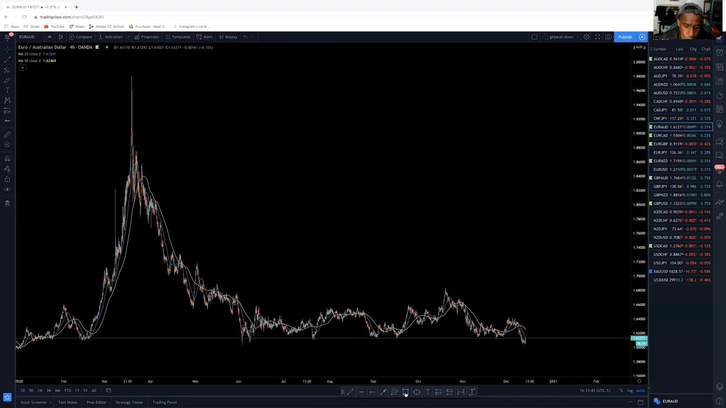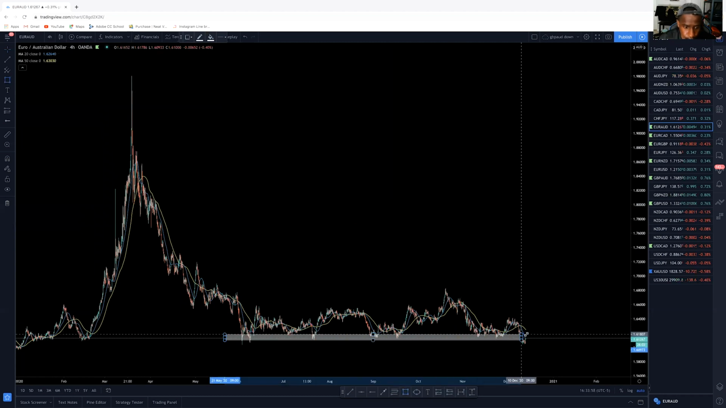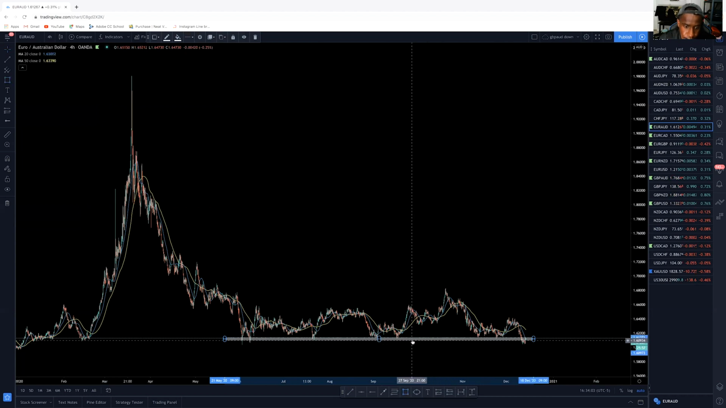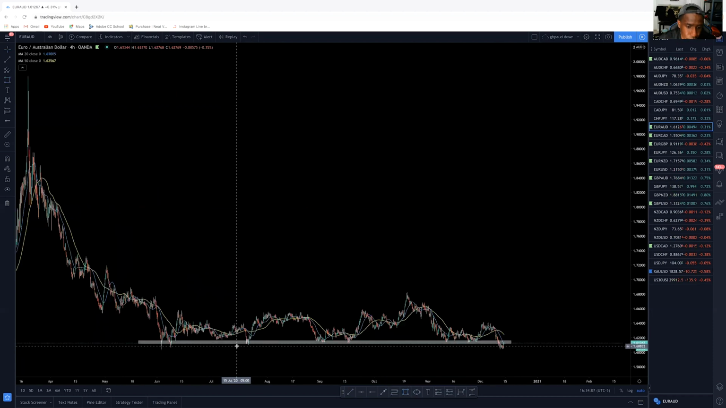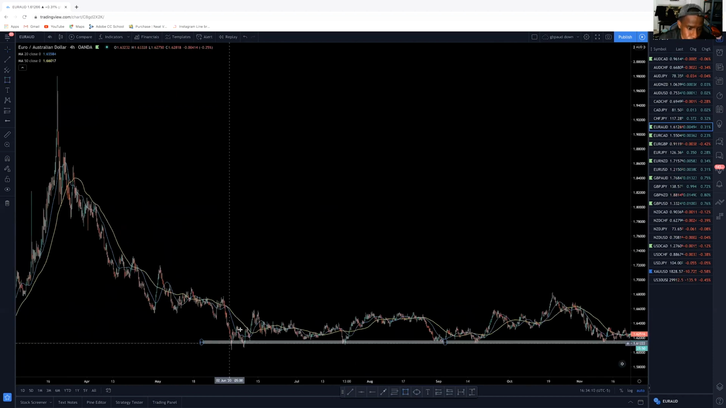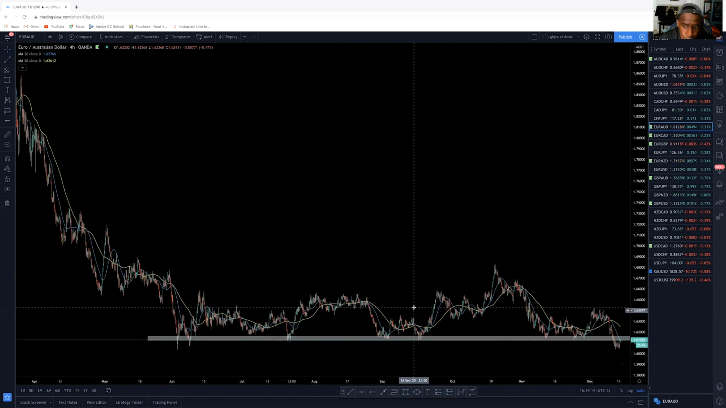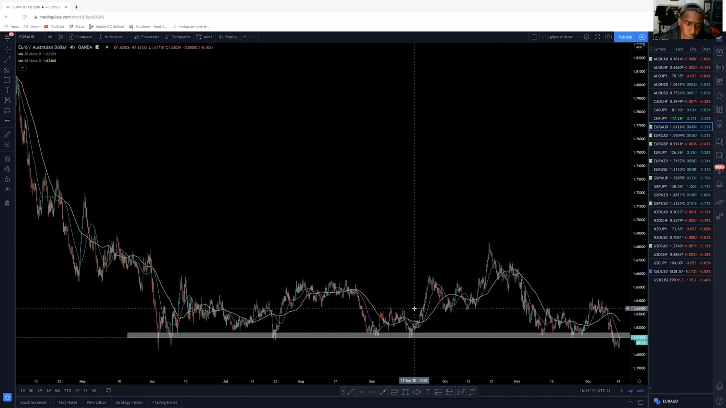So what I'm going to do here first is take my rectangle tool, and I'm going to look for the first touch of the area. So we have the first touch here, a second touch here, and then I'm going to draw it out into the future, right? So right here we have what can be considered an area of support. Why? Because it touched, it tapped again, it tapped again, it tapped again. So this is a very strong area of support.